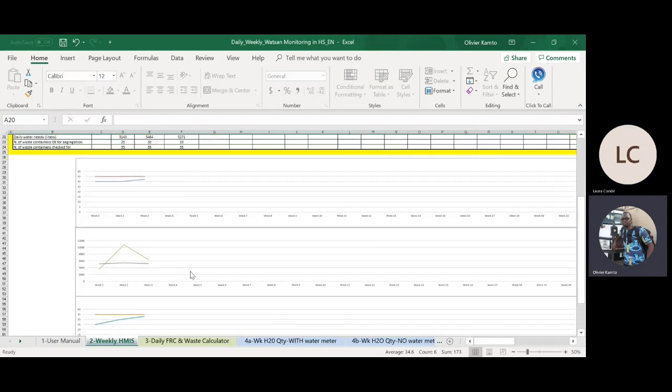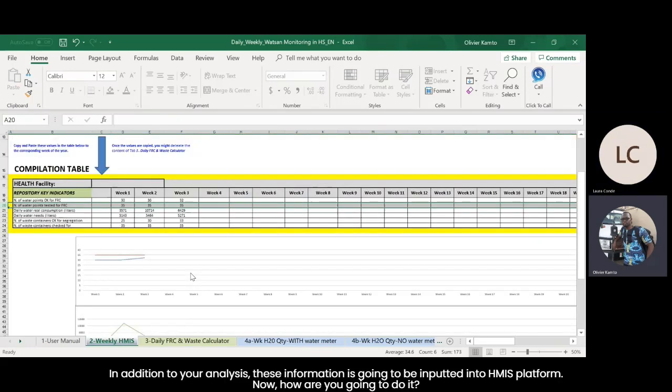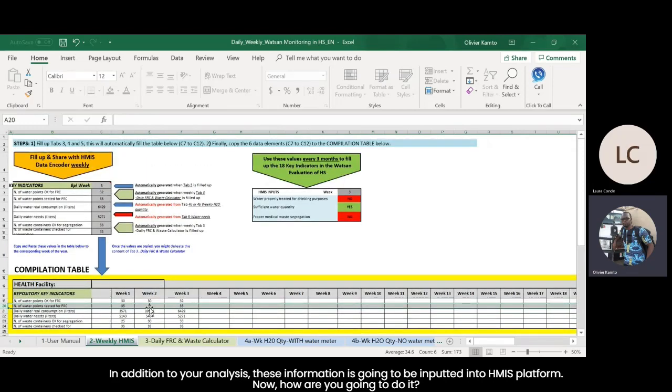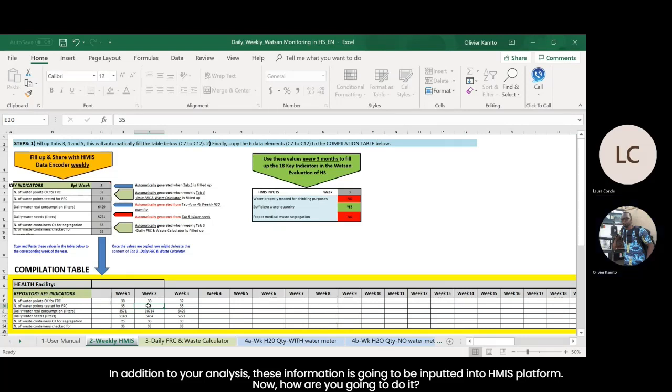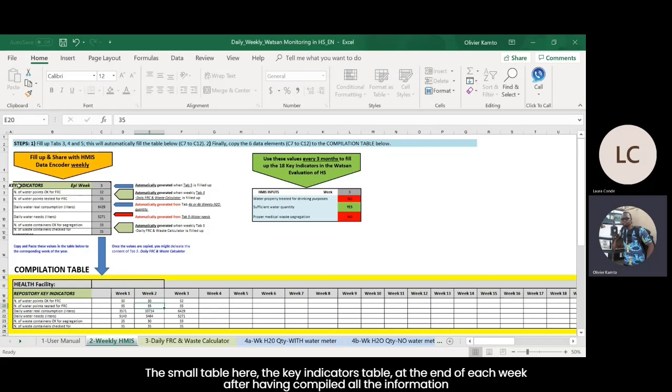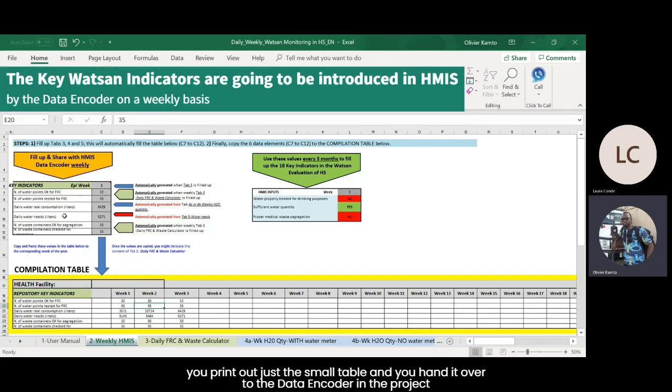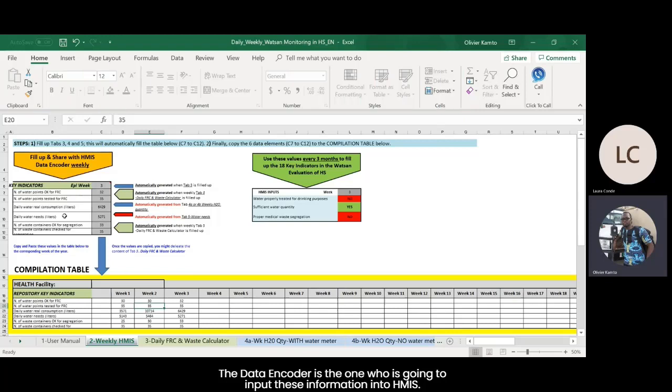Exactly. Now, in addition to your analysis, this information is going to be inputted into the HMIS platform. Now, how are you going to go about it? The small table we have here, the key indicators table, at the end of each week, after having compiled all the information, you print out just this small table and you hand it over to the data encoder in the project. The data encoder is the one who is going to input this information into HMIS.